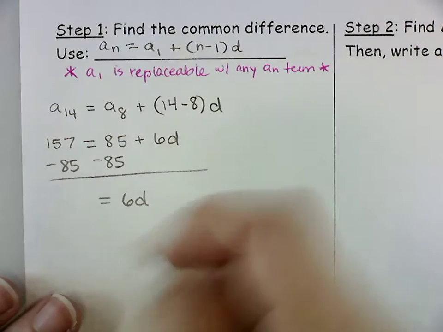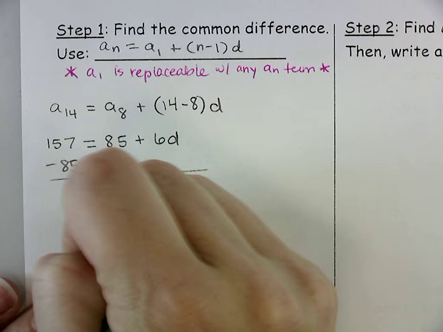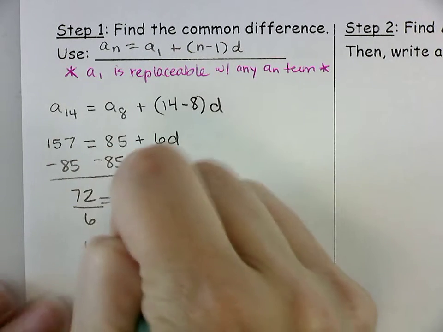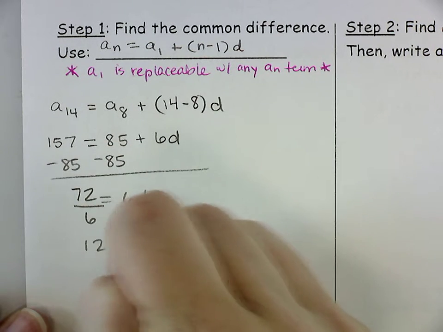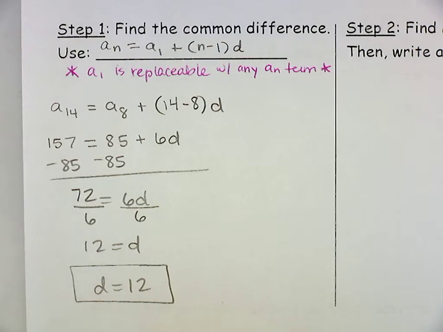Okay, so 157 minus 85 will be 72. What's 72 divided by 6? 12. Okay, so the common difference is going to be 12.